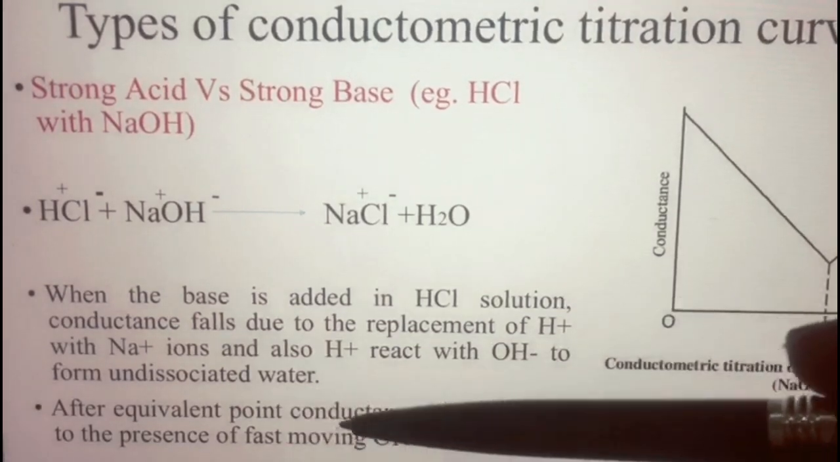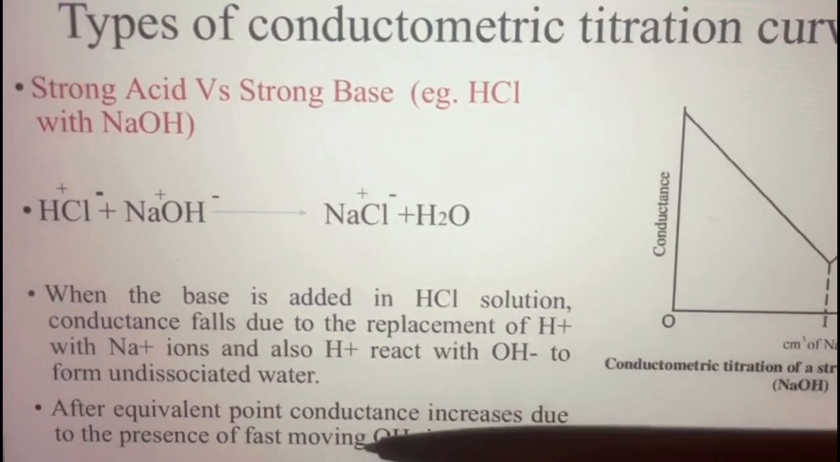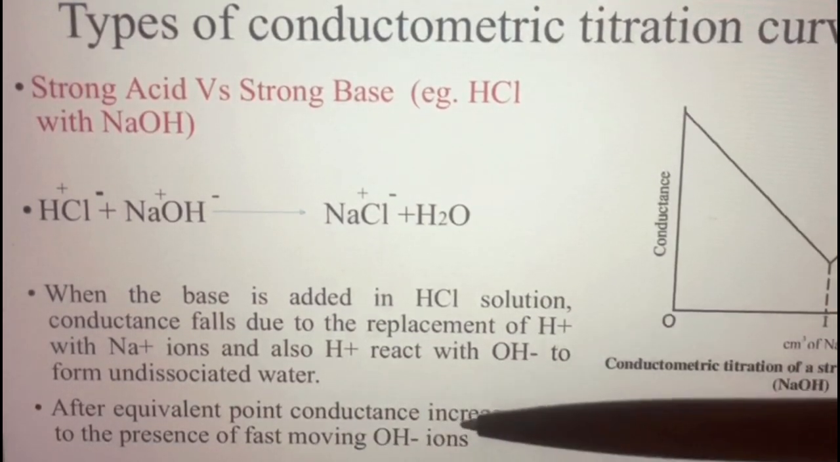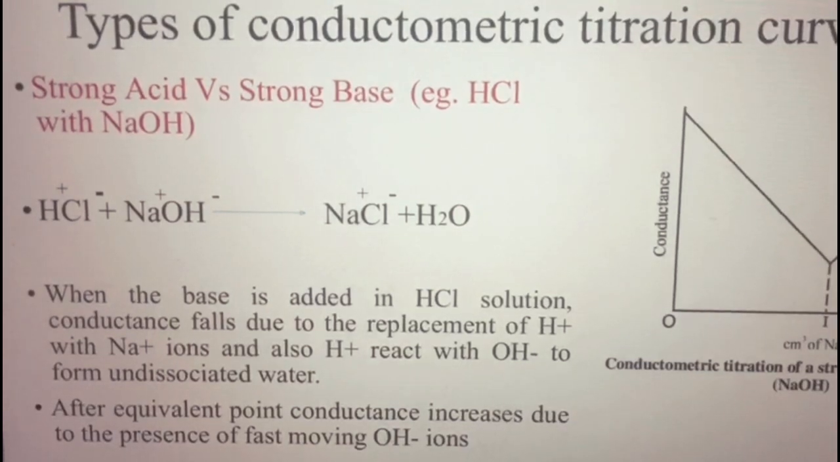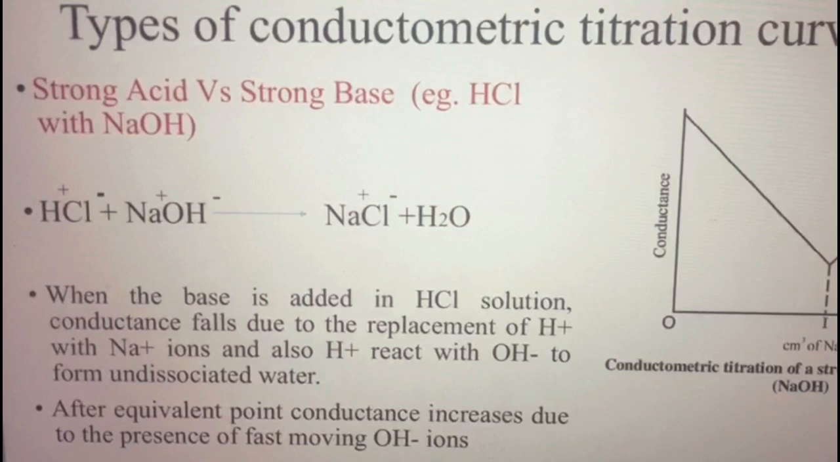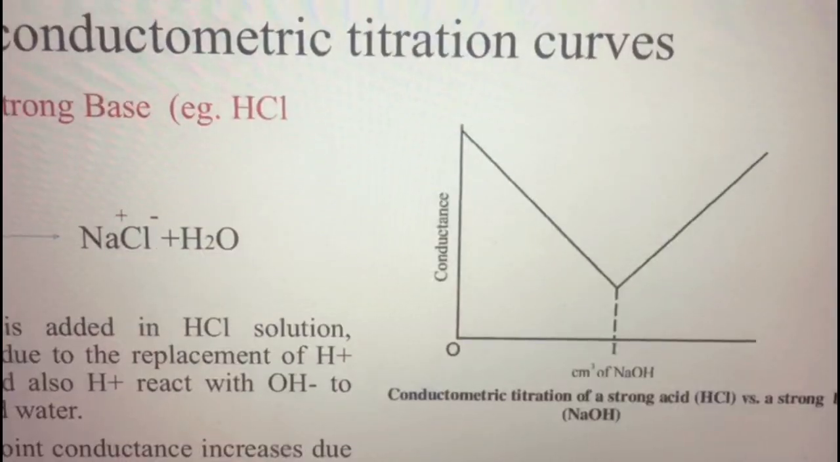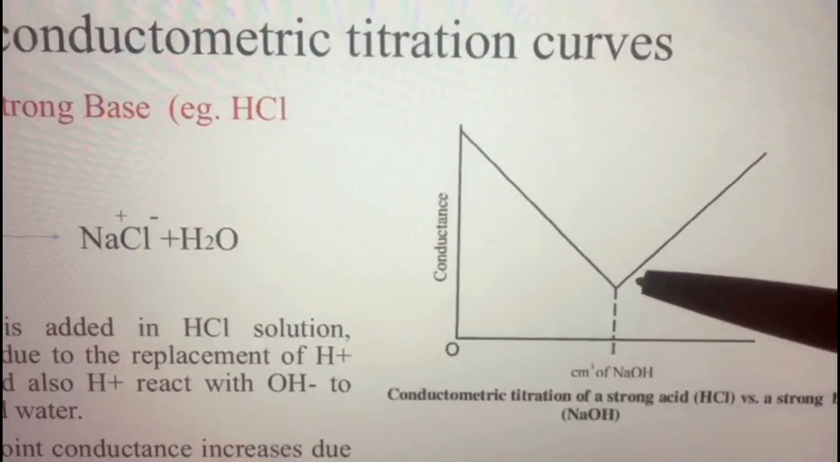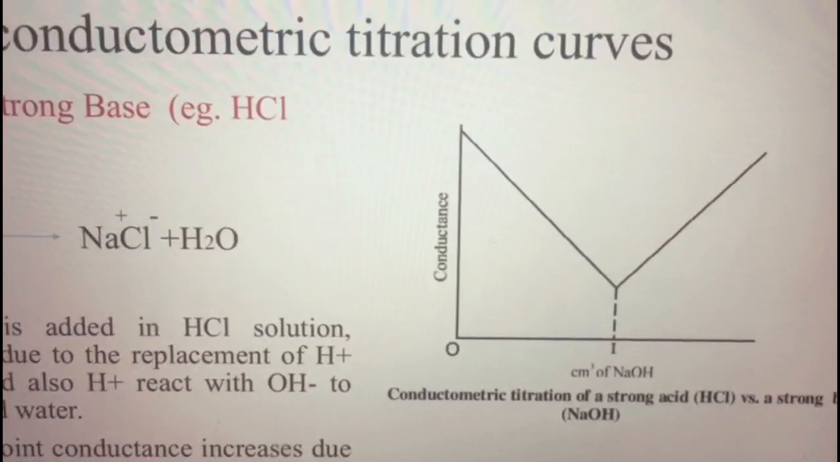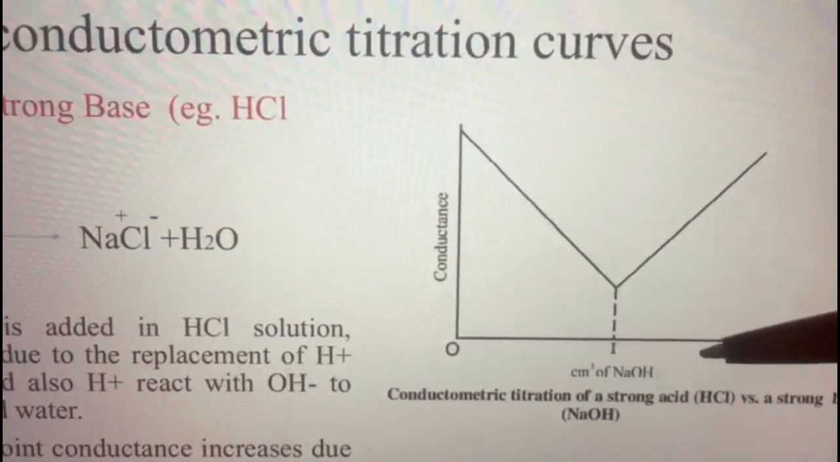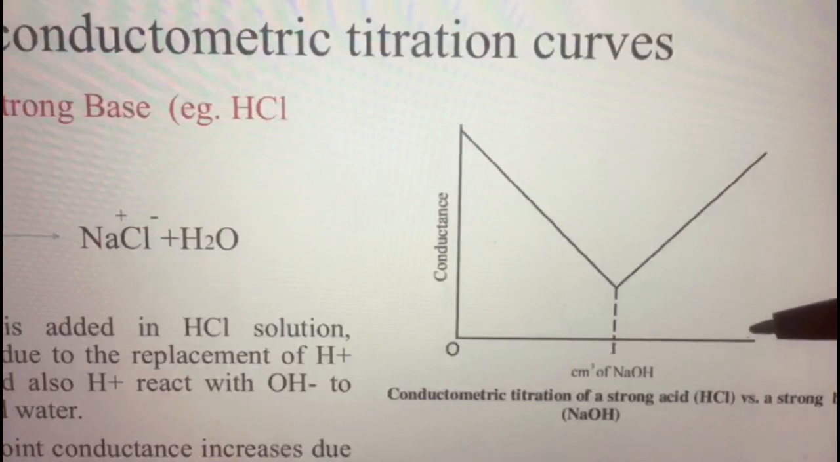So after the equivalence point, conductance increases due to the presence of fast moving OH minus ions. Now we will discuss the conductivity titration curve of strong acid versus strong base. This is a conductometric titration curve of strong acid versus strong base. Here we plot conductance versus volume of NaOH added from the burette.